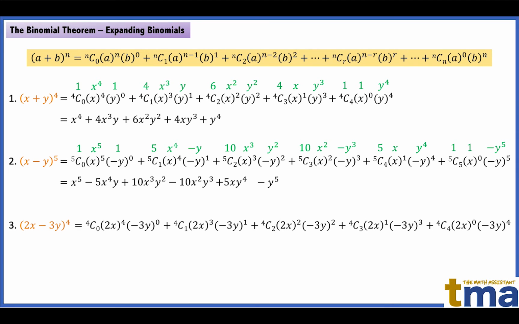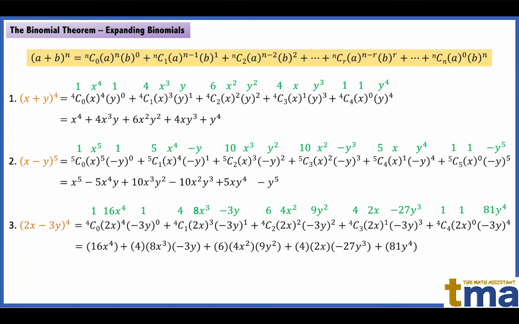And the second term here is negative 3y. We start with negative 3y to the power of 0, then negative 3y to the power of 1, then negative 3y to the power of 2, then negative 3y to the power of 3, and finally negative 3y to the power of 4. Again, we start with simplifying using a calculator, as you can see. Putting all of them together will appear like this. Multiplying each term and write the final answer as this.